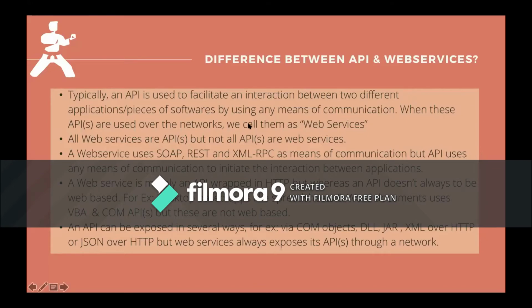All APIs are not web services, but all web services are APIs. So that is the main difference we should know. Now, if you look at the definition, an API is used to facilitate an interaction between two types of applications or software or things like that. So these APIs are again on the web, and that's why we call them web services.